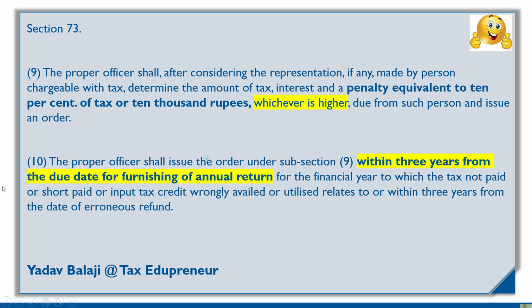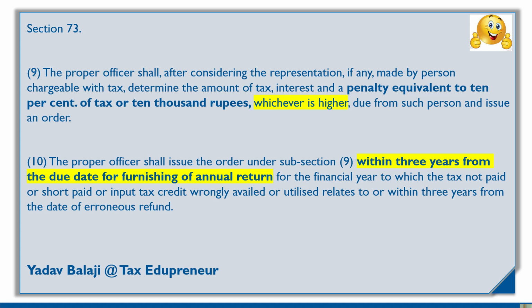Now 10 is talking about the time limit. So in subsection 2 we discuss that there is a certain time limit, so that is the time limit. So the proper officer shall issue the order under subsection 9 within 3 years from the due date for the furnishing of the annual return for the financial year to which the tax is not paid or short paid or ITC claimed wrongly or utilized, or within 3 years from the date of erroneous refund. So here is the time limit, within 3 years. So 3 years time limit is there as per subsection 10. 3 years, that is from the end of the financial year where the annual return is paid.